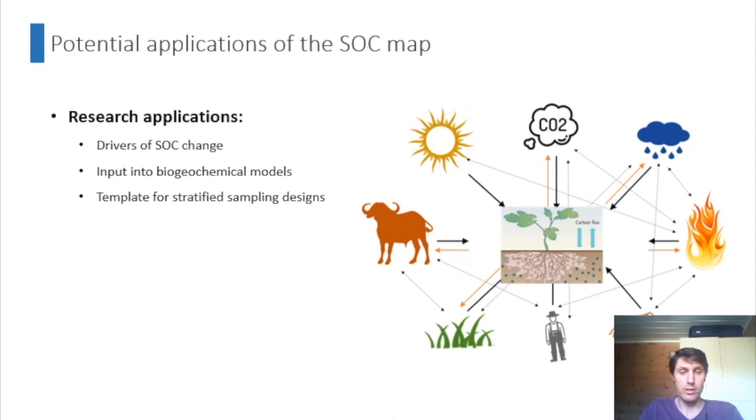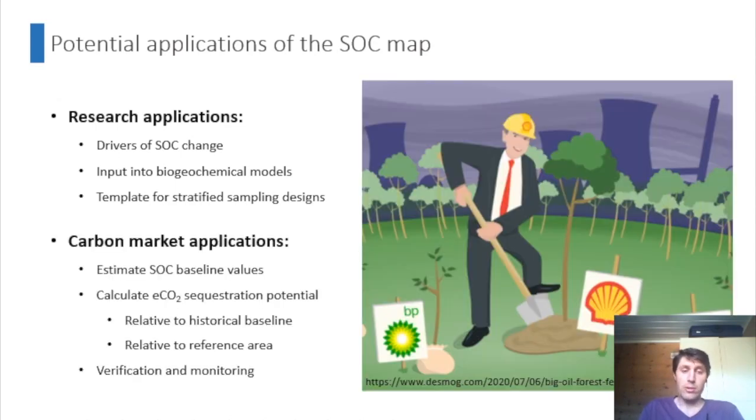We can also use maps like this in carbon market applications. This is a slightly cynical illustration of soil carbon markets, but I think you need some healthy skepticism when it comes to this. But a soil carbon map like this can be used to estimate soil organic carbon baseline values, and this can be fed into other process-based models that are used in Verra models like the VM32.